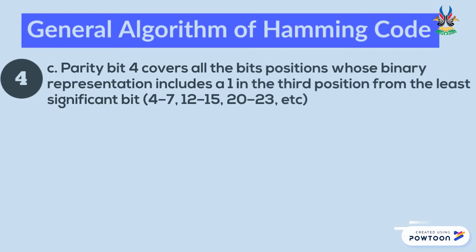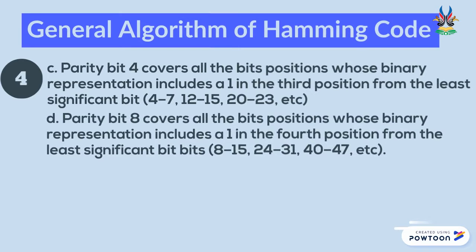C. Parity bit 4 covers all the bit positions whose binary representations include a 1 in the third position from the least significant bit, like 4 until 7, then 12 until 15, then 20 until 23. D. Parity bit 8 covers all the bit positions whose binary representations include a 1 in the fourth position from the least significant bit, like 8 until 15, then 24 until 31.